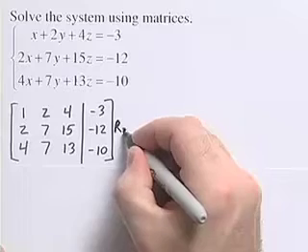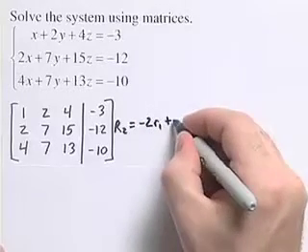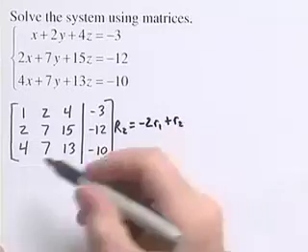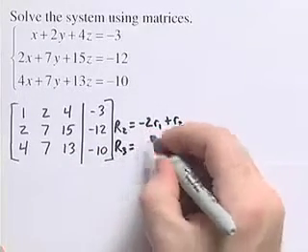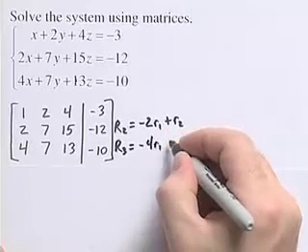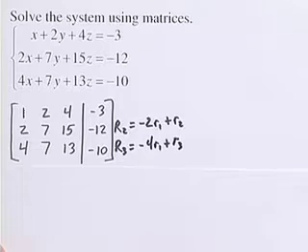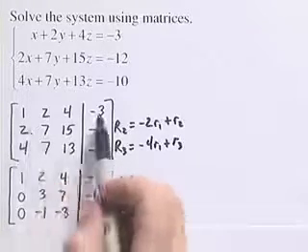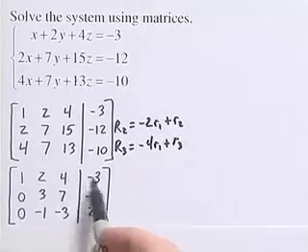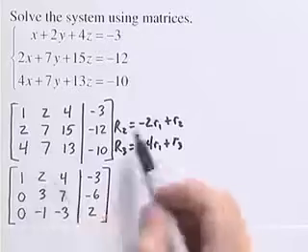Our new row 2 will equal negative 2 times row 1 plus row 2. And we can change row 3 at the same time. Our new row 3 will equal negative 4 times row 1 plus row 3. If we perform those operations, we'll get the following matrix. We haven't changed our first row, so we just rewrite that. Then we need to perform this operation to change our second row.